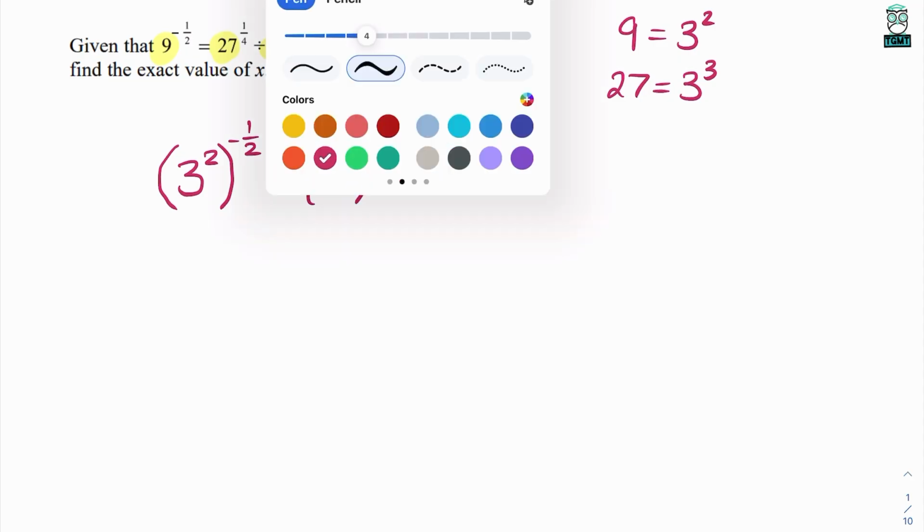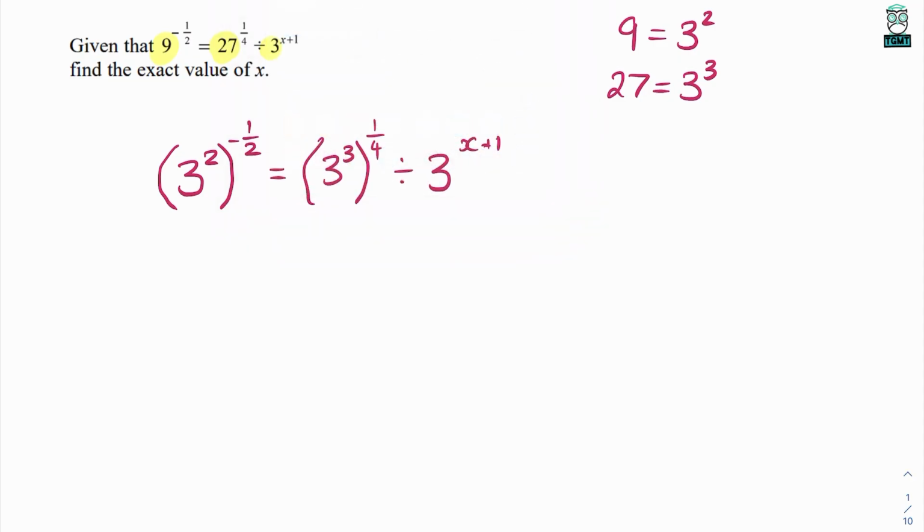So there we go. Now, when it comes to these, we should hopefully know that powers in brackets can be multiplied. So I can do 2 times minus a half. 2 times a half is just 1, so that would be 3 to the power of overall minus 1. So that'd be 3 to the power of minus 1, and what's that going to be equal to?